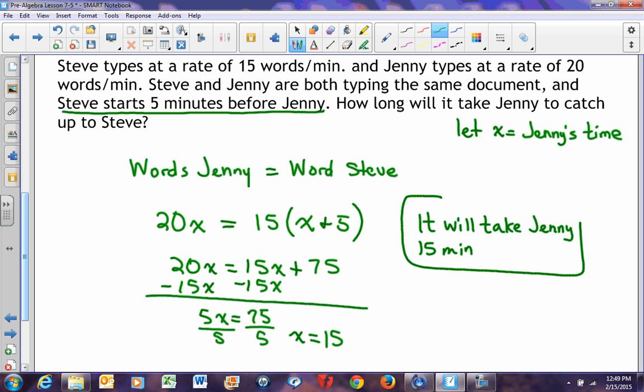So solving equations with variables on both sides. Not hard. Right? You just need to get all your variables on one side of the equation and solve like usual.